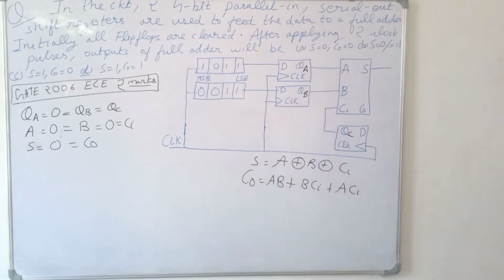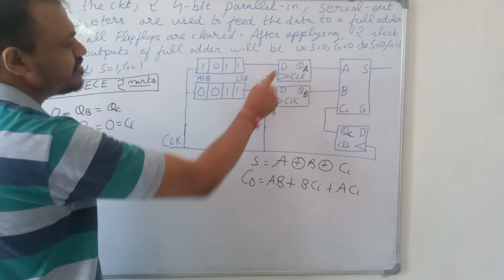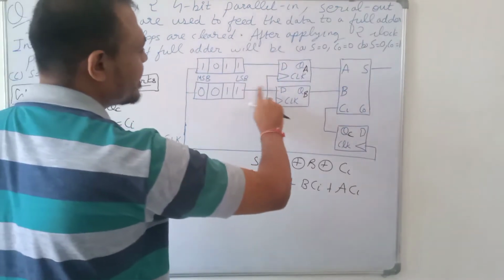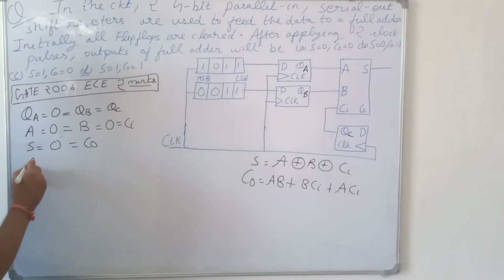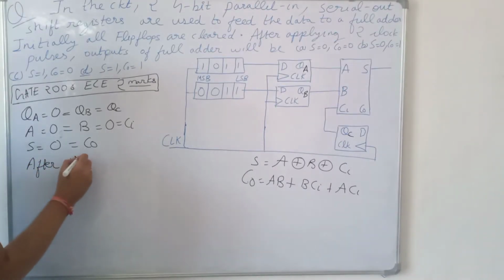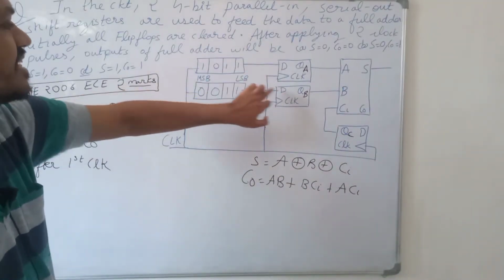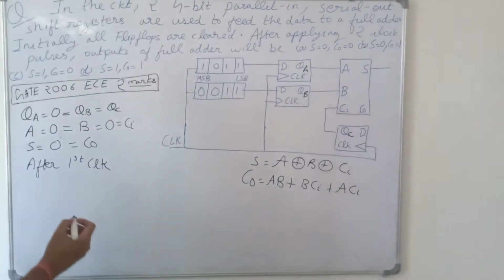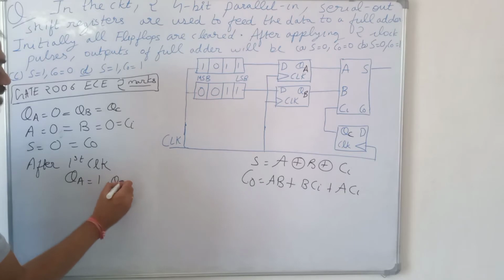Now when we apply the first clock pulse, this 1 will shift to D. When we apply the first clock pulse, D is equal to 1 and this D is also equal to 1. So after the first clock pulse, QA and QB will be equal to 1, because this D is connected to 1 and this D is also connected to 1. So QA will be equal to 1 and QB will also be equal to 1.